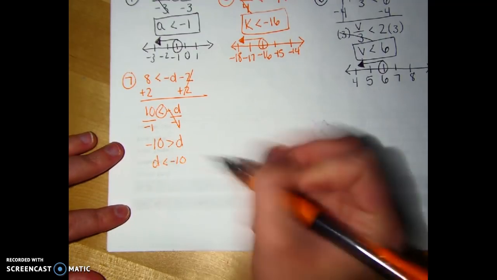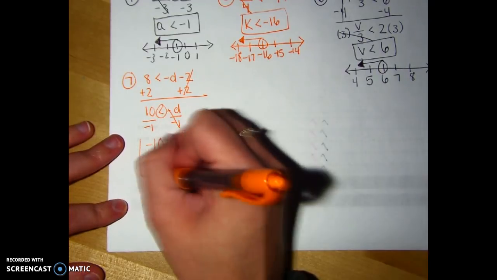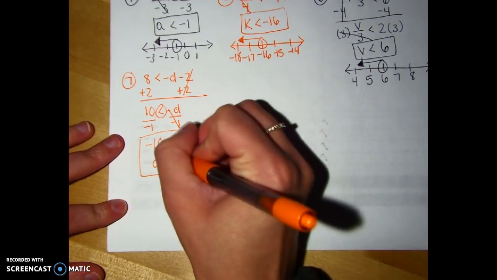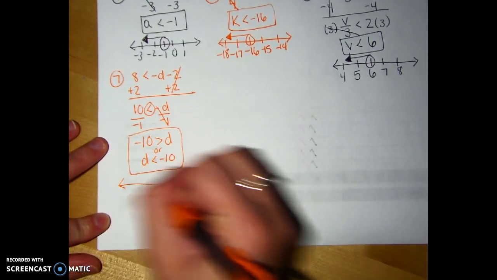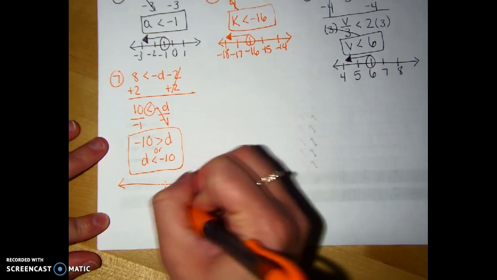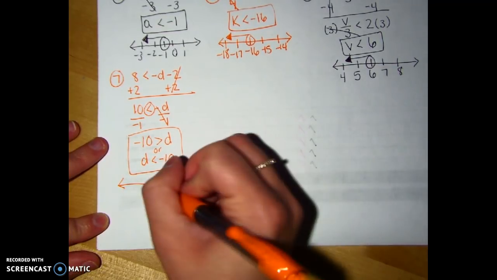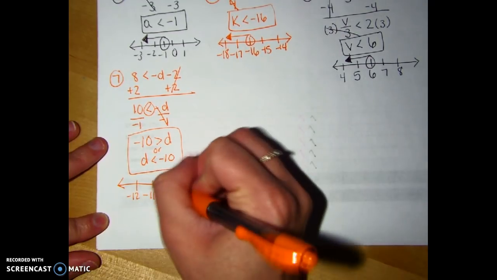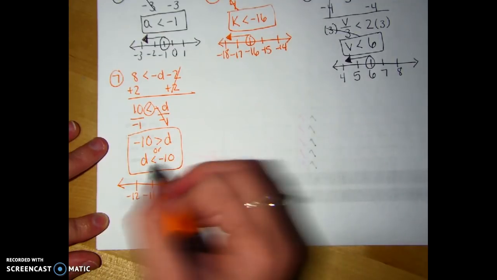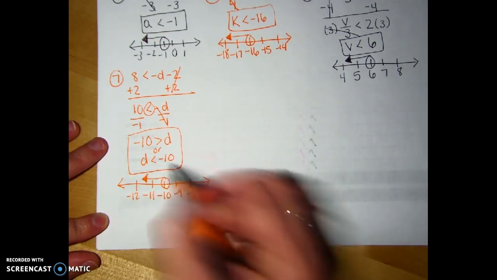So I would accept either answer on a quiz, test, homework, whatever, but either one is fine. I'll put or between them. You don't have to have both of them, just one. Let me do my number line. Open circle at -10, and it goes towards the left. d is less than -10.